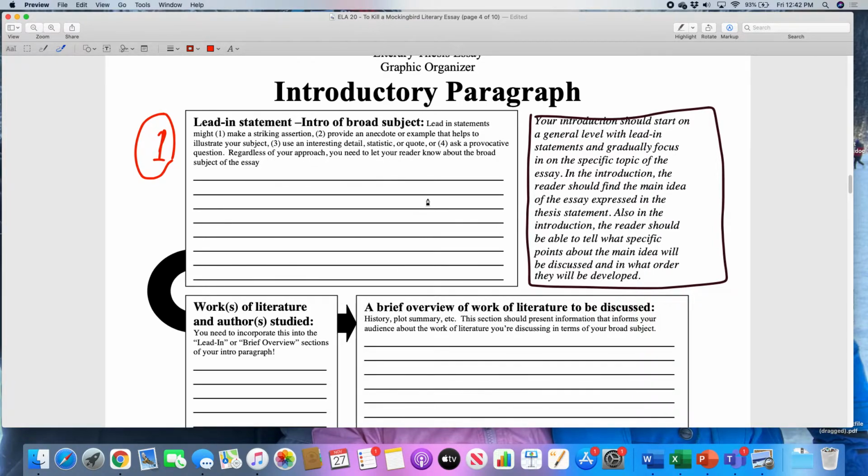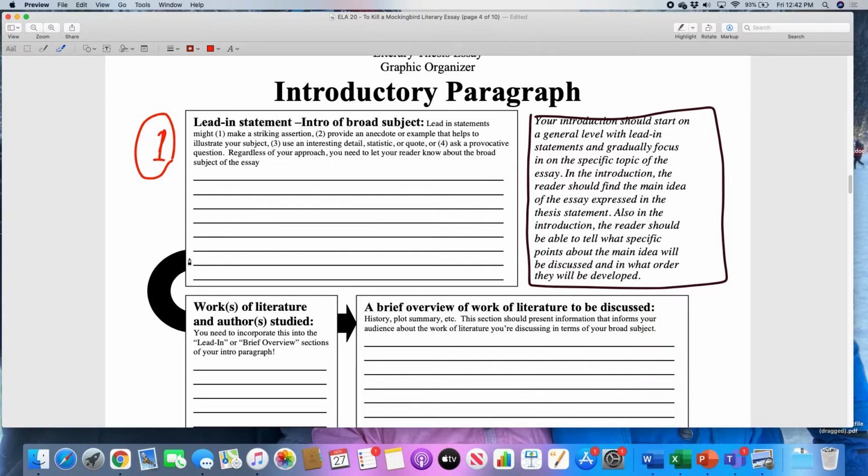This is not where you say, I'm going to be talking about To Kill a Mockingbird. This is where you say, courage comes in many different forms, or prejudice has been part of our world for a long time and we're still struggling with it in the 21st century. Or it could be, those who suffer in our society sometimes suffer needlessly, and those who are innocent sometimes suffer the most. Okay, so that's a broad topic or broad subject that you introduce there.